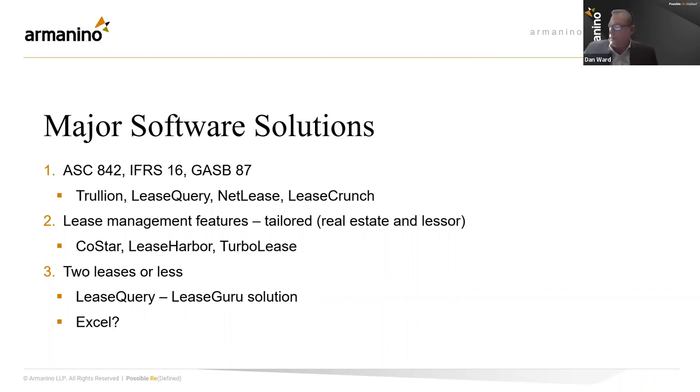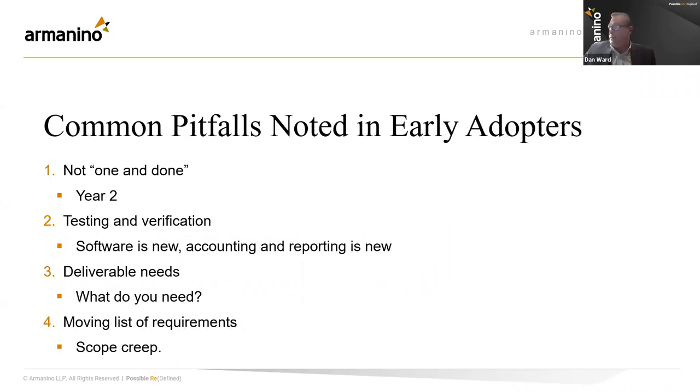The mature tailored software solutions are mainly, like I said, in the real estate industry or for those with massive equipment leases that want to do some administrative tracking and such. CoStar, TurboLease, Lease Harbor, if you're in the market for one of those. And for those with a small population of leases, some are going to try to use Excel. It's not impossible to do, but it is subject to error, and it will not help you with your financial statement disclosure piece, which again is the most onerous piece of the standard. If it was me, I would define small, the least population pools, as three. Others may vary.